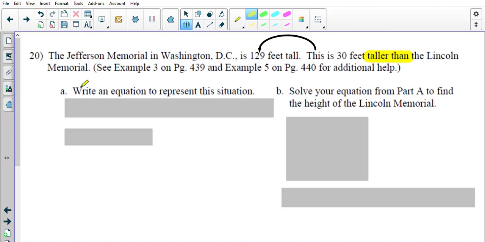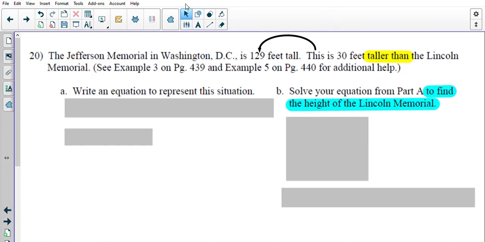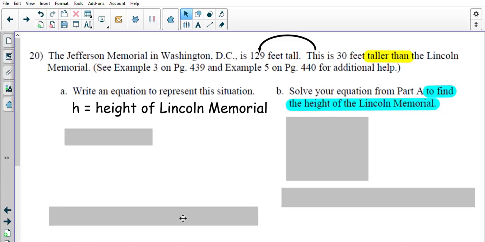So part A says write an equation to represent this situation. Part B, solve your equation from part A to find the height of the Lincoln Memorial. I like to start there. Again, don't come to me and say, I don't know how to do this. At least figure out what you're trying to find and define a variable to represent it. So the variable I chose here was h to represent the height of the Lincoln Memorial. I didn't want to use L because I knew it would look a lot like the number 1. So I just went with h.